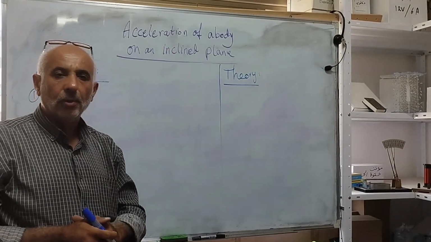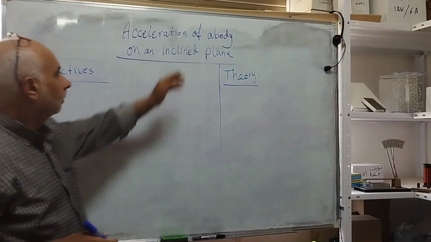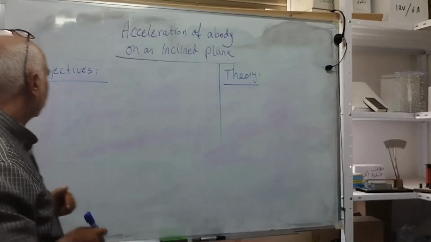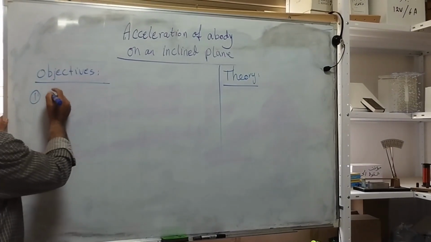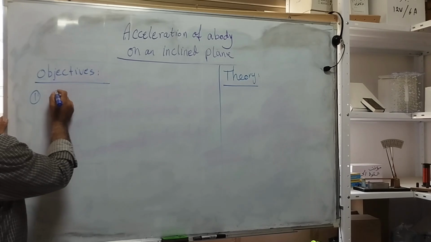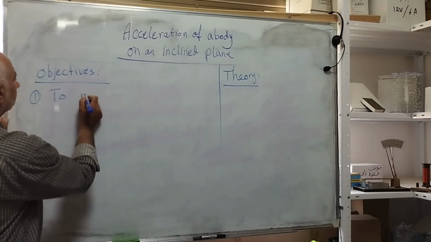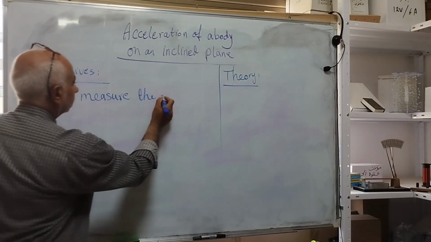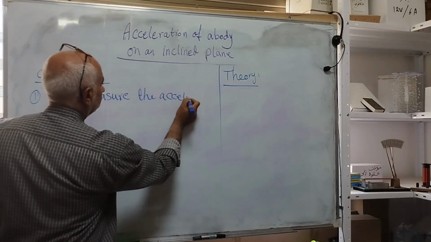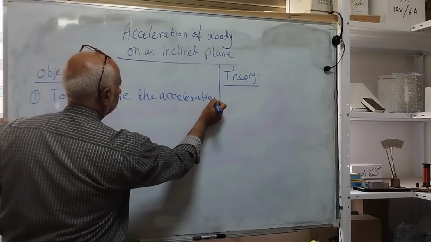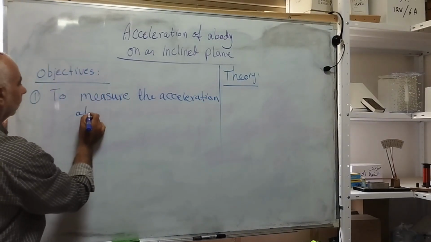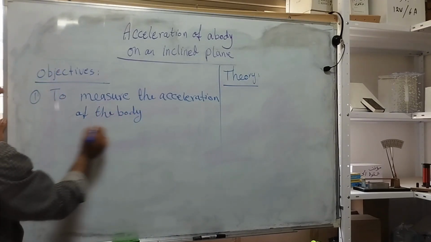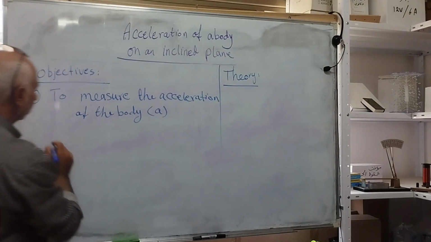In this experiment, we are going to study the acceleration of a body on an inclined plane. Our objectives are: the first objective is to measure the acceleration of the body, which we call A.